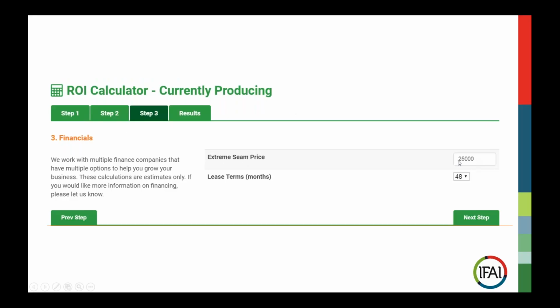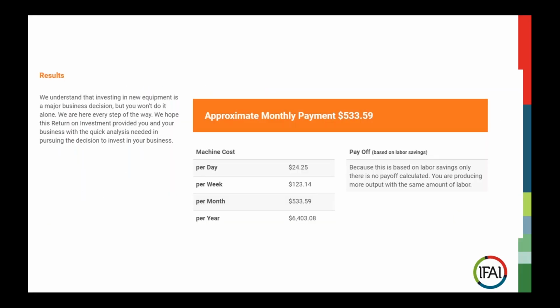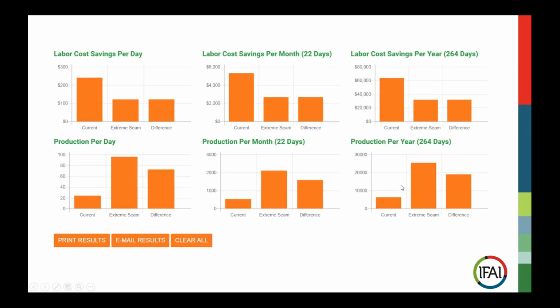Now you would fill in the price of whatever machine you're buying, whether it's a piece of cutting equipment, a routing table, a printer, whatever that is. You fill out your price. I put $25,000 as an example here, a lease term of 48 months. Click next, and it'll pop up your results. So this is based on labor rate savings alone. So the next slide is going to show you graphs and kind of depict that a little bit better.